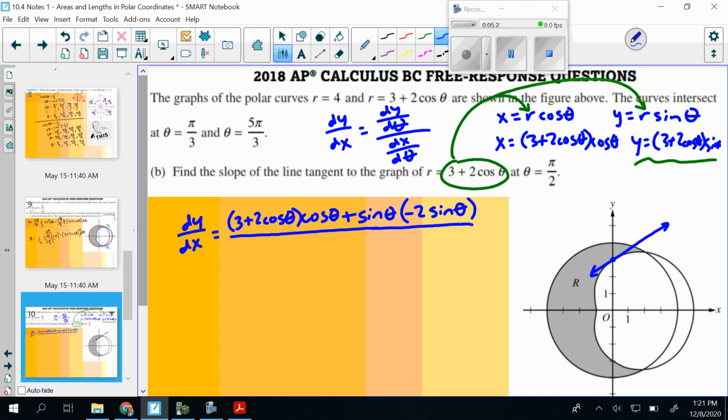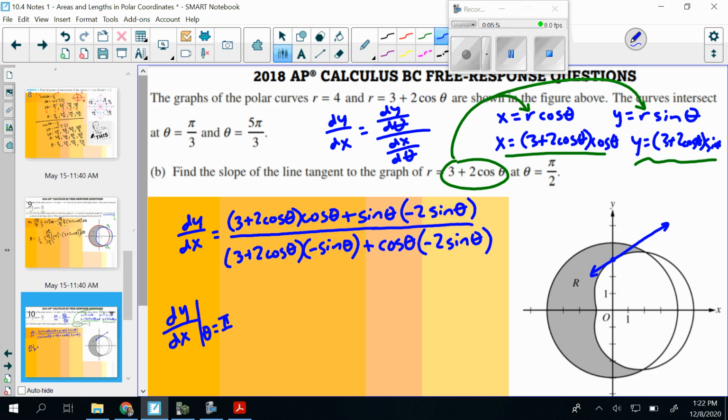Now let's find dx/d theta. So now we're finding the derivative of this one. Again, I'm going to have to use product rule, so it'd be 3 plus 2 cosine theta, derivative of cosine is negative sine, plus, now we're switching around, so cosine theta times the derivative of 3 plus 2 cosine theta, which we already did before, is going to end up being this.